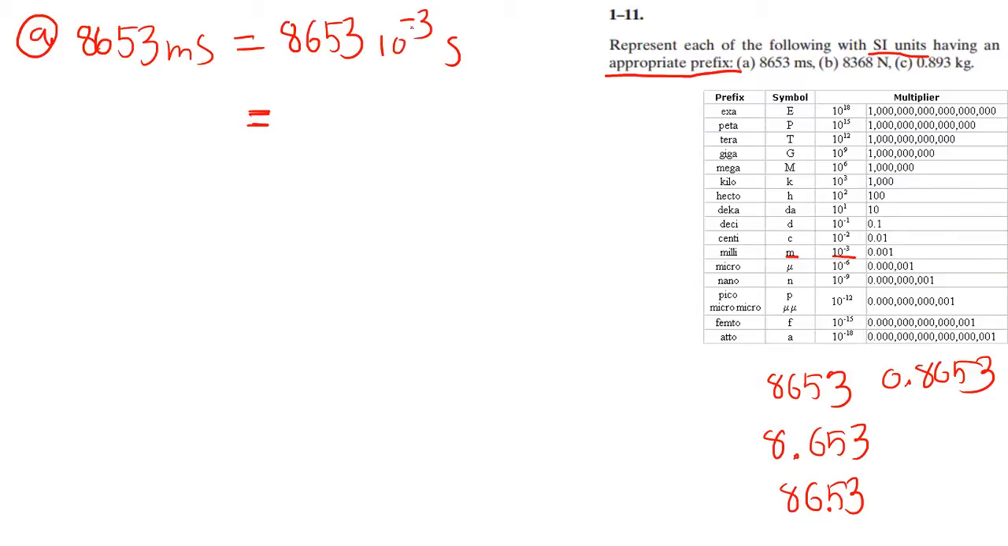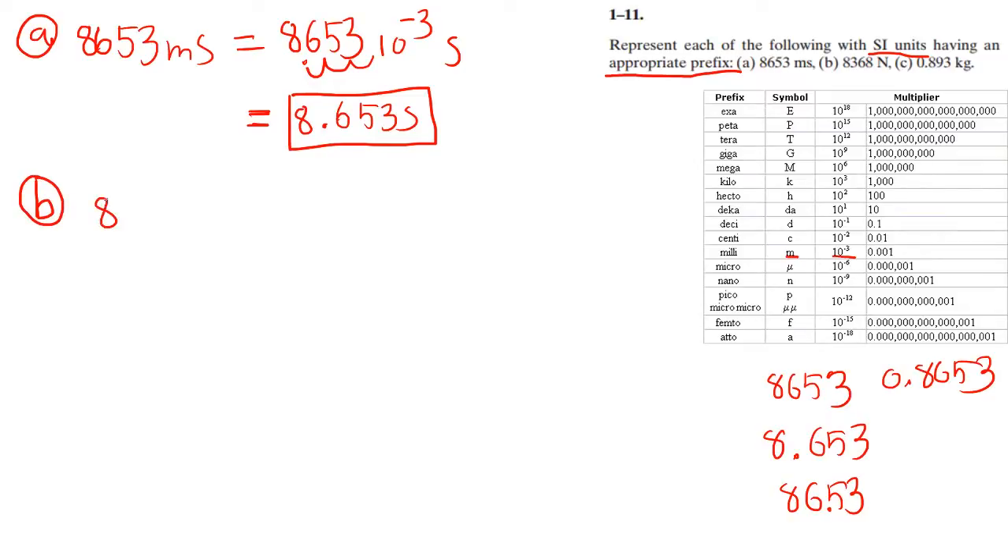So 10 to the negative 3, that's the same as dividing by 1,000, or multiplying by 1 over 1,000. And that also moves the decimal to the left 3 places. You can just look up here, and that's how much it moves the decimal, negative 3. So 1, 2, 3. Then we get an answer of 8.653 seconds. Look at that, nice and clean. Then we go down to B.